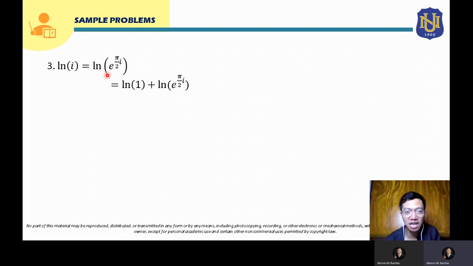Our r here is actually 1, so that's why it's 1 here. Simplifying this further, as we know, the value of ln 1 is 0. Even if you input that in your calculator, the value of ln 1 is 0. So that will be 0.